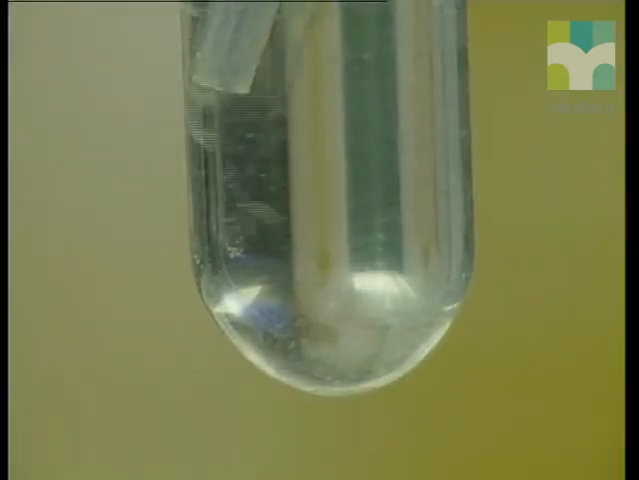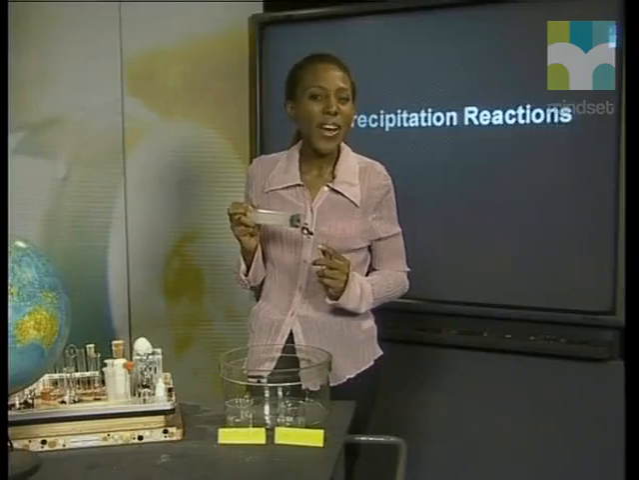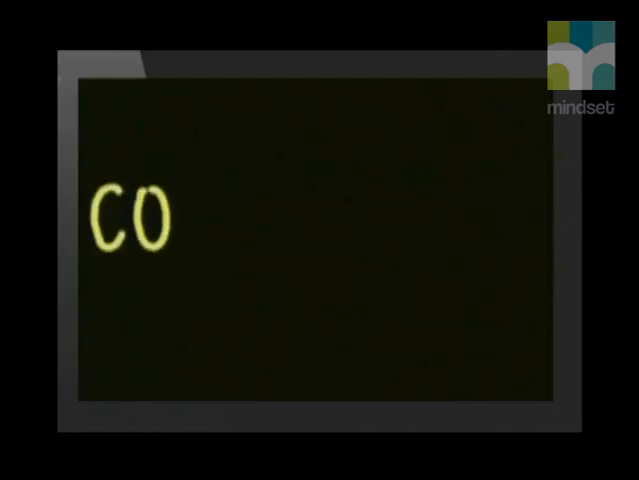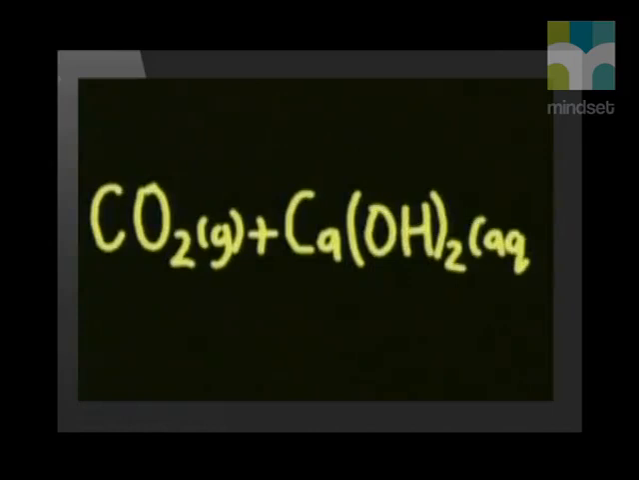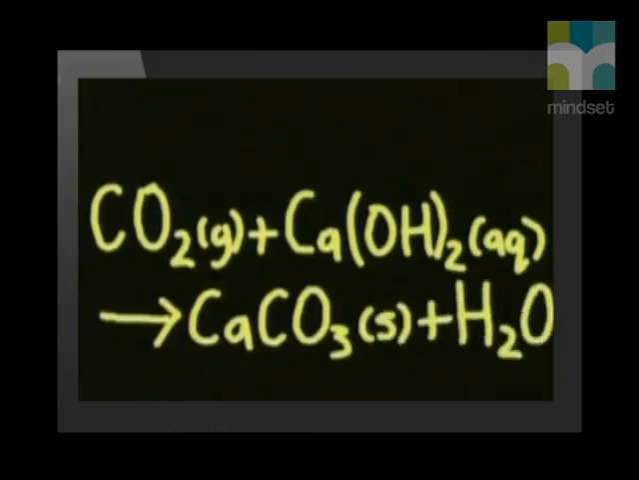Observe what happens. A milky suspension of insoluble calcium carbonate forms. A precipitation reaction has taken place. Let's write the chemical equation to explain what has happened. The calcium and hydroxide ions in solution have reacted with the carbon dioxide gas and formed the insoluble salt, calcium carbonate, and water.